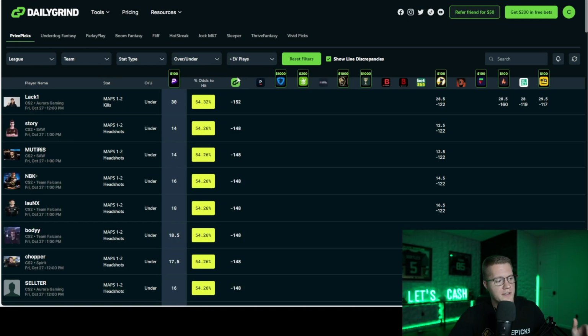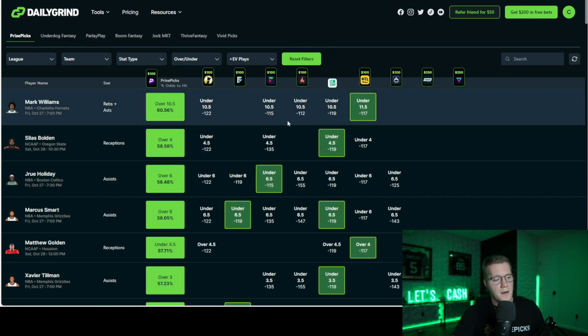But what I can do here is switch to the middling tool and find some niche markets that are mathematically profitable. So we also have what's called the middling tool, where you can literally compare DFS value, right? So for instance, here we have Mark Williams rebounds and assists line set to 10.5 on PrizePicks, Underdog 10.5, Fliff 10.5. Every single DFS app has it set to 10.5 except for Parlay Play. So what I would do here, the mindset is that this exact line is very aggressive here according to the market on Parlay Play.